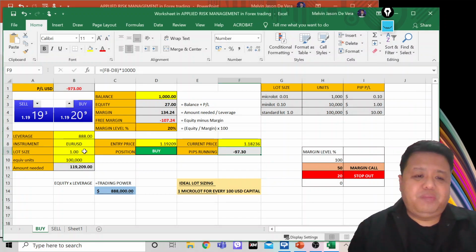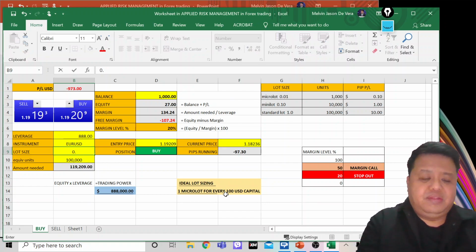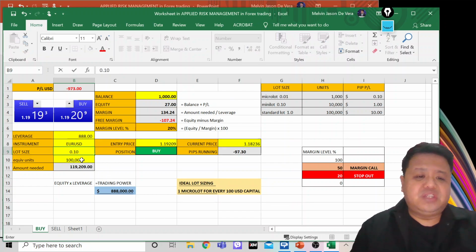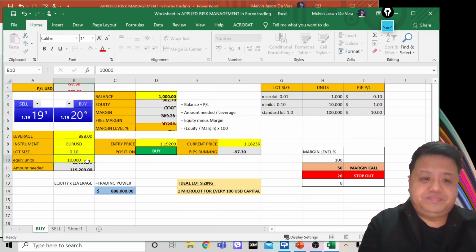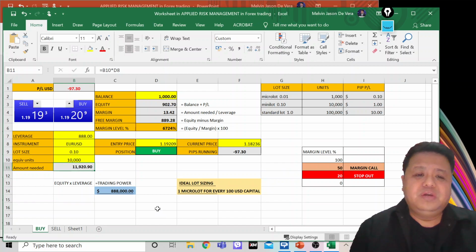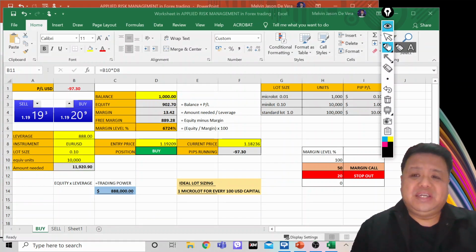What if instead of 1.0, I will trade 0.10? And that means it's only 10,000 units. Look, buhay pa yung account sana. Kasi, the margin level is 6,724%. Malayong-malayo sa bituka ng margin call at ng stop out. And the floating loss is only $97.3 of the $1,000. Kung mag-decide ka i-cut loss na yan or stop loss mo na, cut mo na yung trade, may matitira ka pang decent 902.7. Okay? So, ganun po yun.